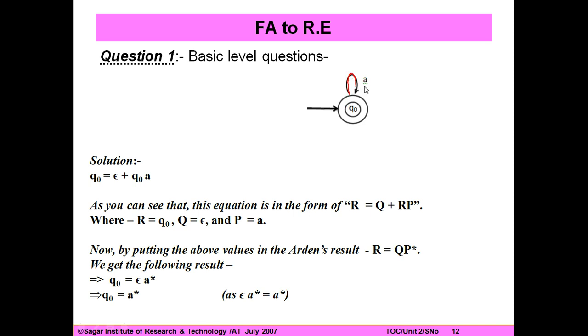Okay, and for input A, it is going to Q0 itself. So we are considering only Q0 because we have a single state. This is the initial and this is the final. So we have a Q0, and we are going to write the equation for this Q0.